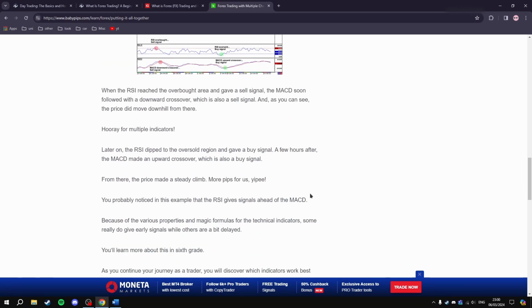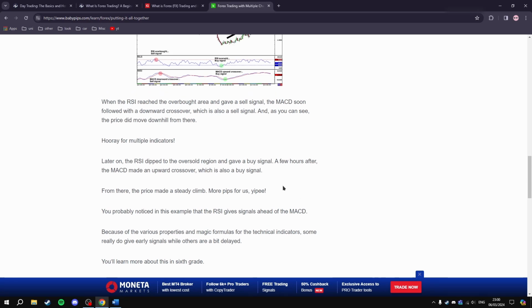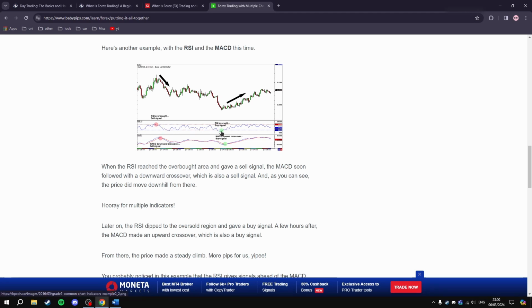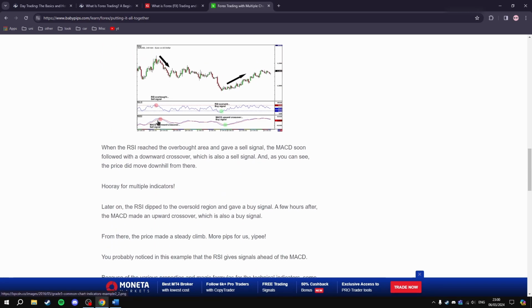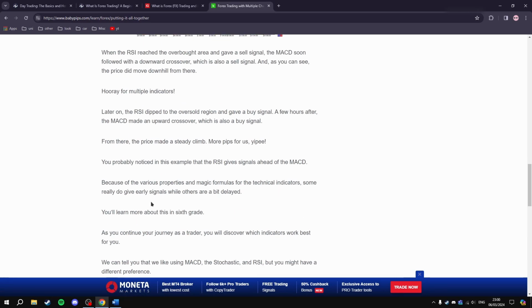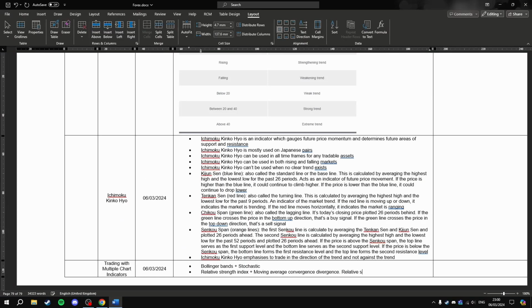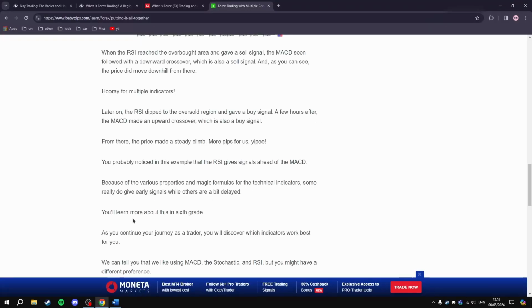You've probably noticed in this example that the relative strength index gives signals ahead of the MACD. Yes, it does. Because of the various properties and magic formulas for the technical indicators, some really do give early signals while others are a bit delayed. Relative strength index gives earlier signals than the moving average convergence divergence. You'll learn more about this in the 6th grade.